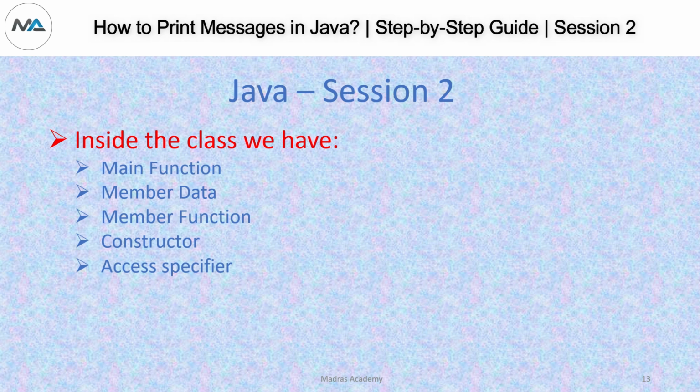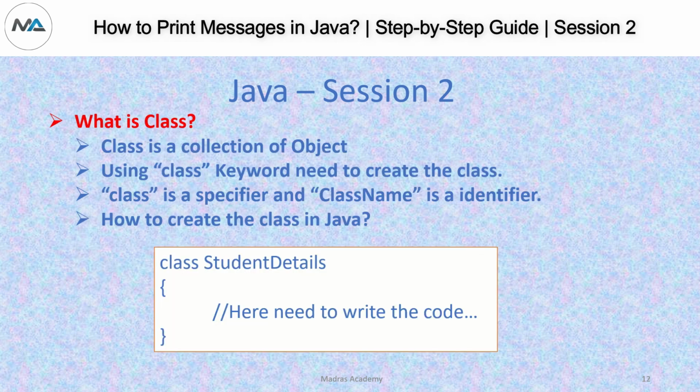Okay, so how to create the member functions, we'll see that. And after that we are having a constructor. That means the class name and function name must be the same. It is one of the special functions available inside the class. So if you create any class syntax, inside that class syntax we are having a constructor.